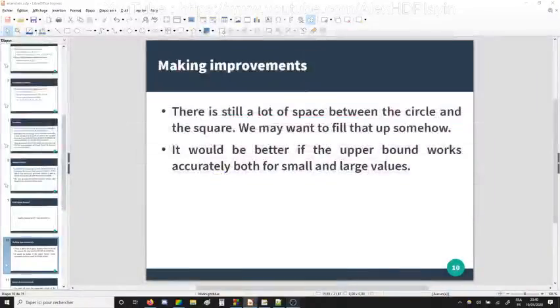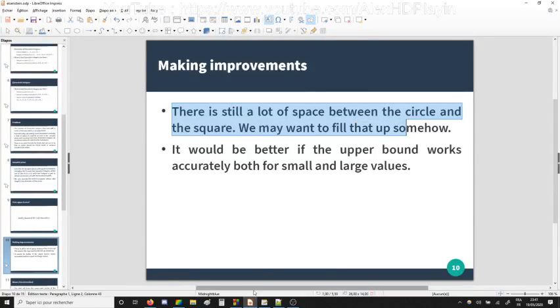Okay, so let's just check something. Okay, so there's still room for improvement. There's still a lot of space between the circle and the square.